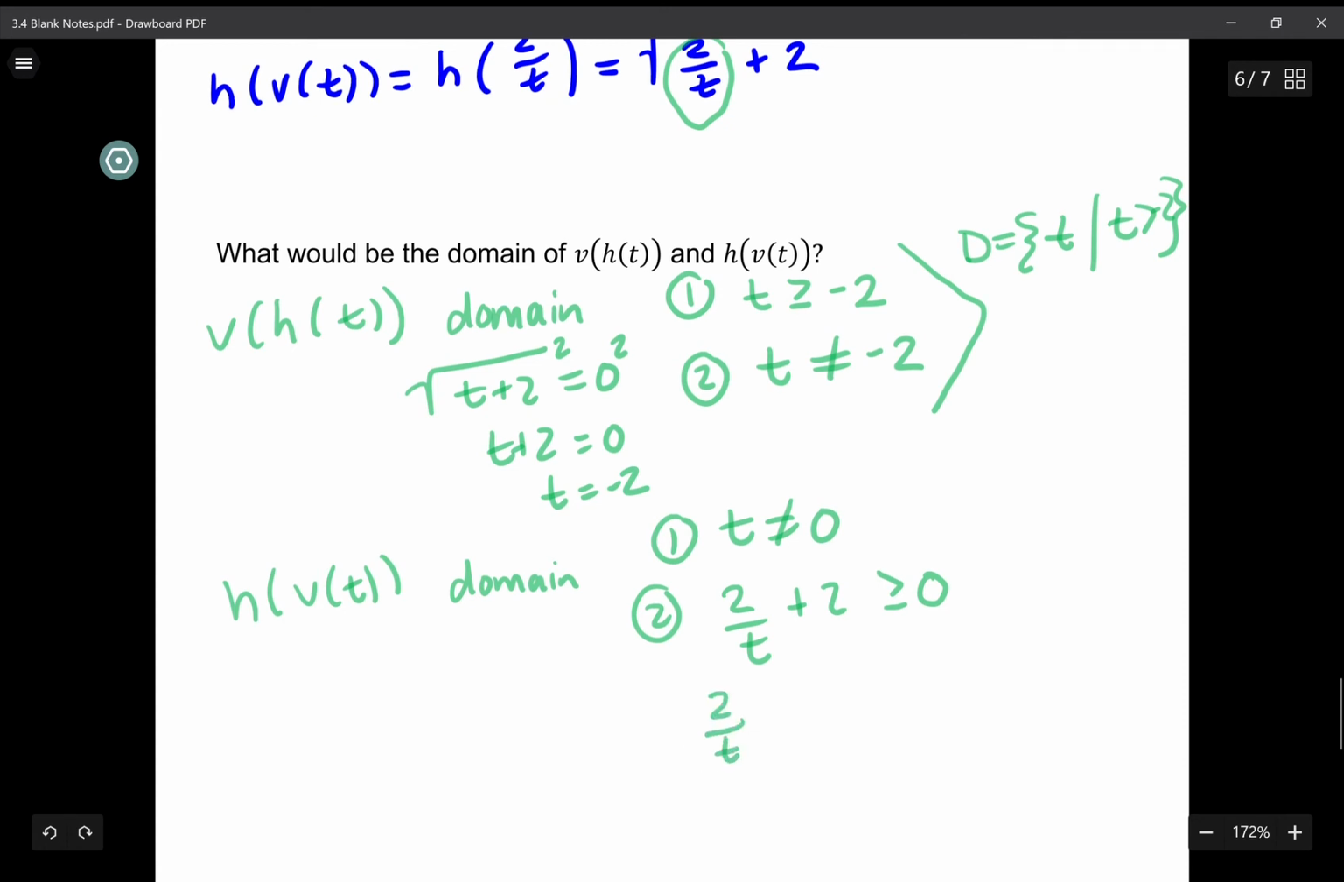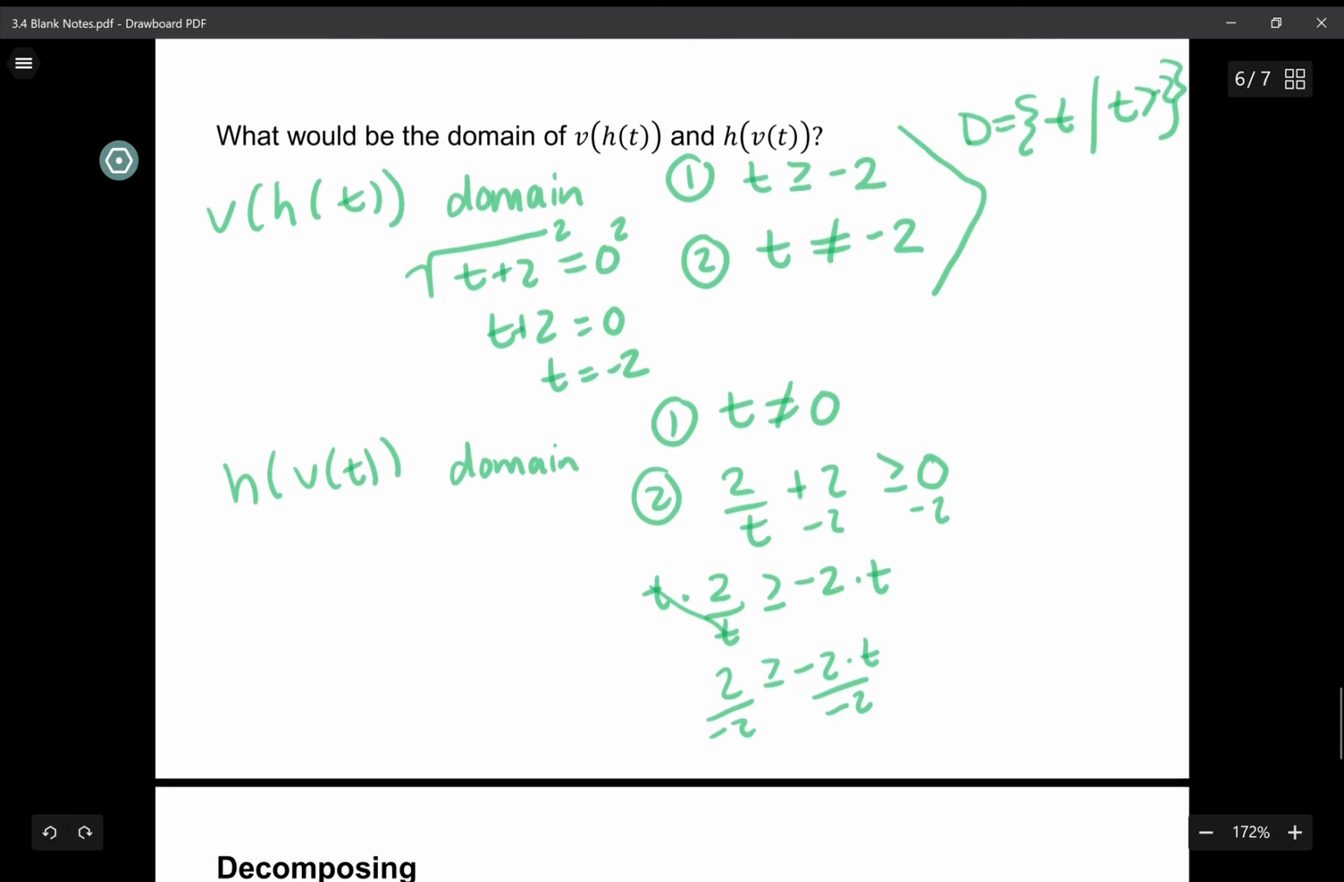So that means 2 over t needs to be greater than or equal to, add negative 2 to each side. Let's multiply both sides by t. We get 2 is greater than or equal to negative 2t. Divide by negative 2, switch the sign. We need t to be greater than or equal to negative 1, right?